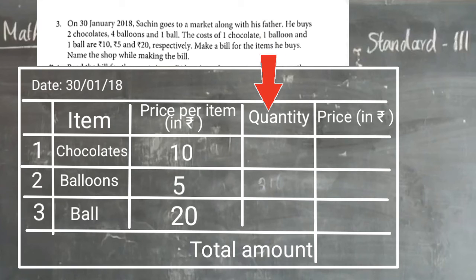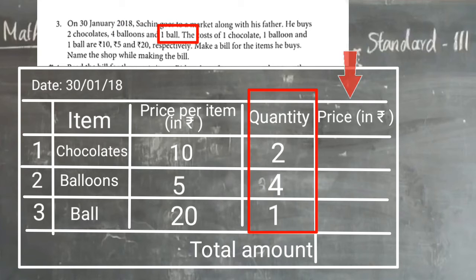And then quantity. So how much quantity, how many items they are buying. If chocolate means how many chocolates. So see to that, 2 chocolates is given there. So we have to fill in that column. In that box we have to fill 2. Then 4 balloons, 4 quantity for balloons and 1 ball. So here now we have to write the price. For that quantity we have to write the price amount in the last column. Price in rupees we have to write.